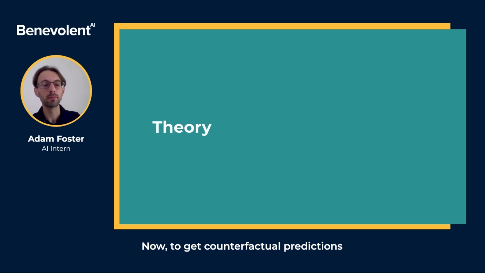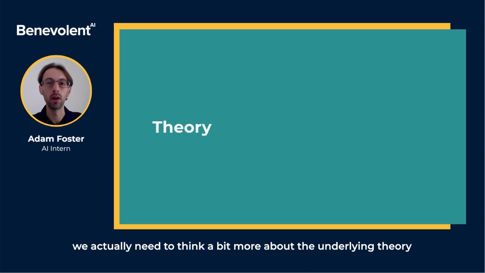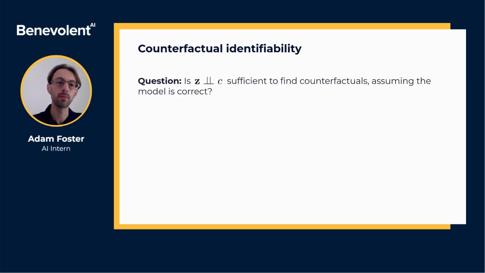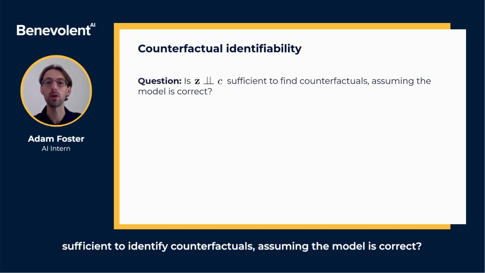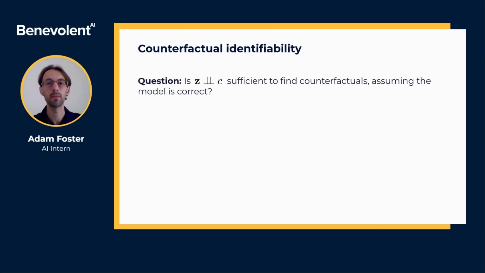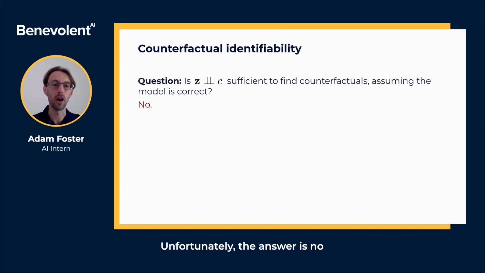Now, to get counterfactual predictions, we actually need to think a bit more about the underlying theory. In particular, is this requirement Z independent of C sufficient to identify counterfactuals, assuming the model is correct? Unfortunately, the answer is no.